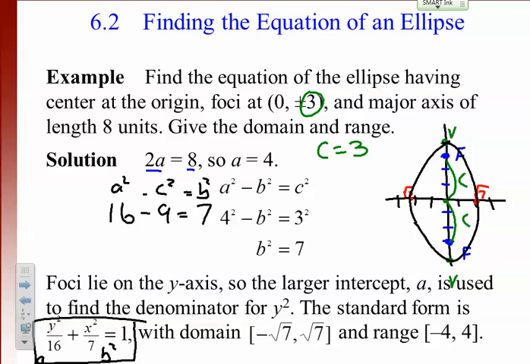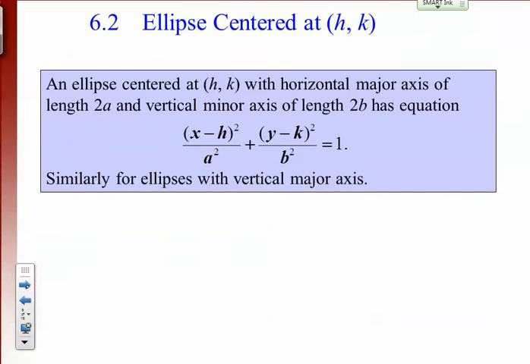The y, the a, the bigger number goes under the y this time because we have a vertical ellipse. The longer axis is vertical, so the a squared is going to go underneath the y squared. The b squared is going to go underneath the x squared. Now we have to talk about when the center of the ellipse is off from the origin. It's the same thing we've done on the parabolas and the circles.